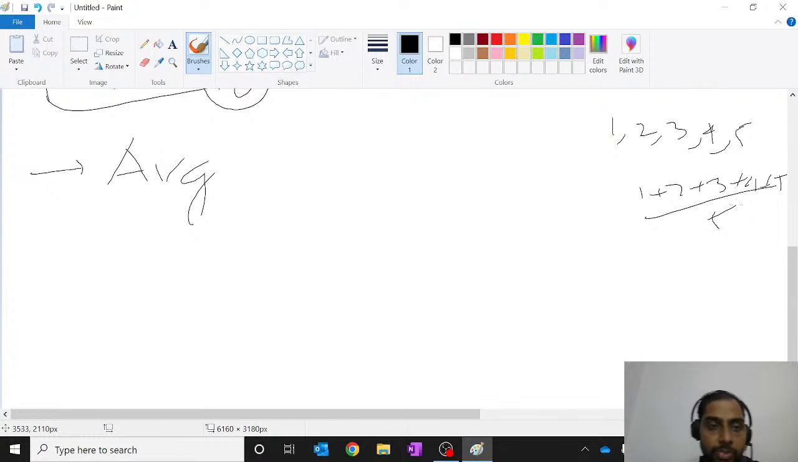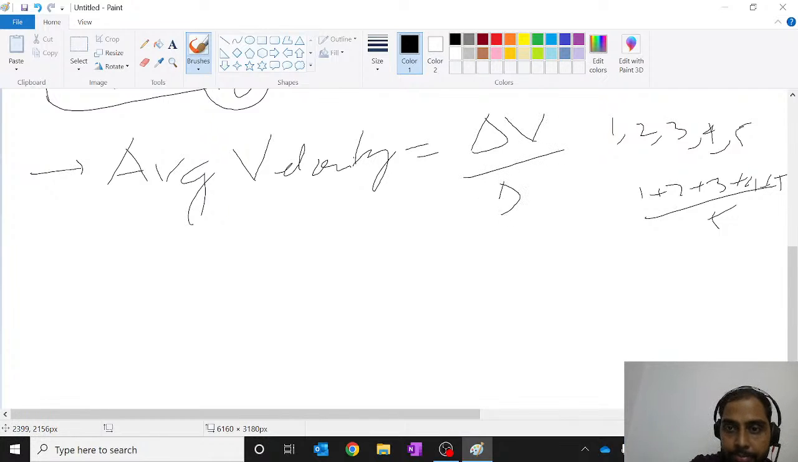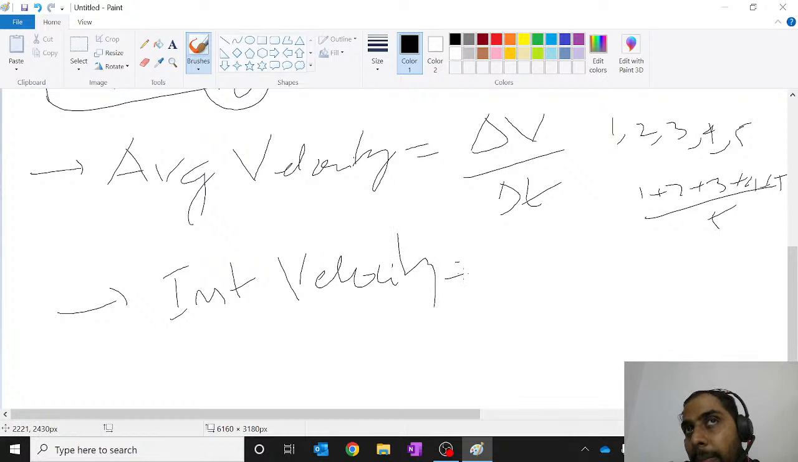Similar concept here as well. You have something called average velocity, which is represented by delta v, which is total velocity by total time. Similarly, now you have a new concept called instantaneous velocity. Instantaneous velocity is nothing but velocity at that particular instant. From the name itself you can derive it. Instantaneous velocity is nothing but velocity at that particular instant.